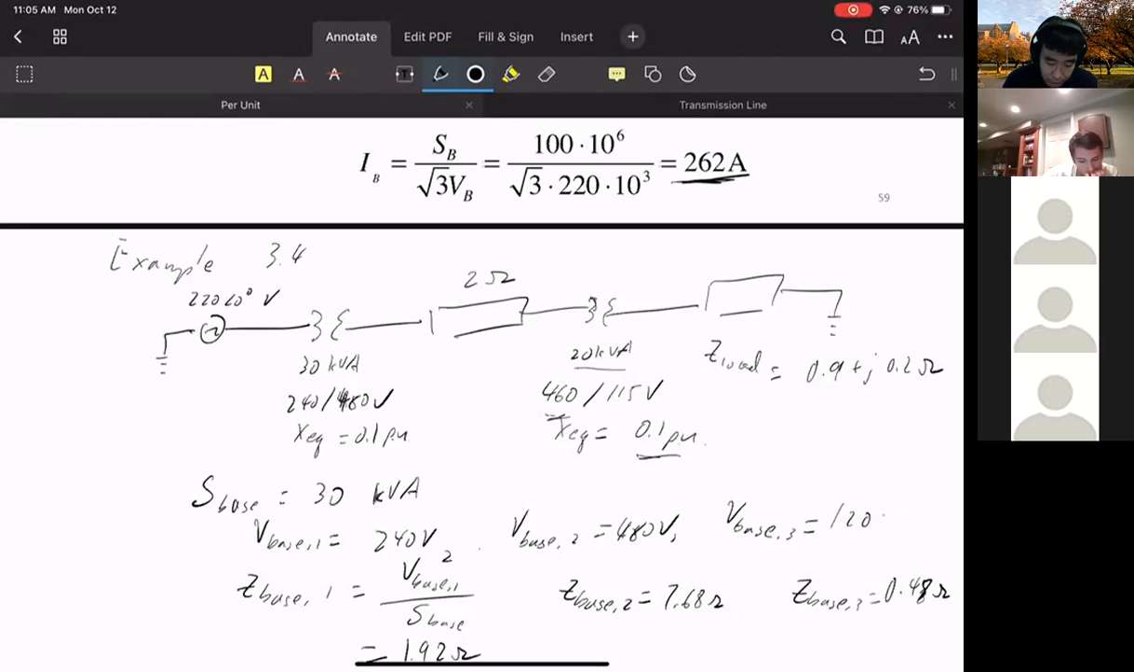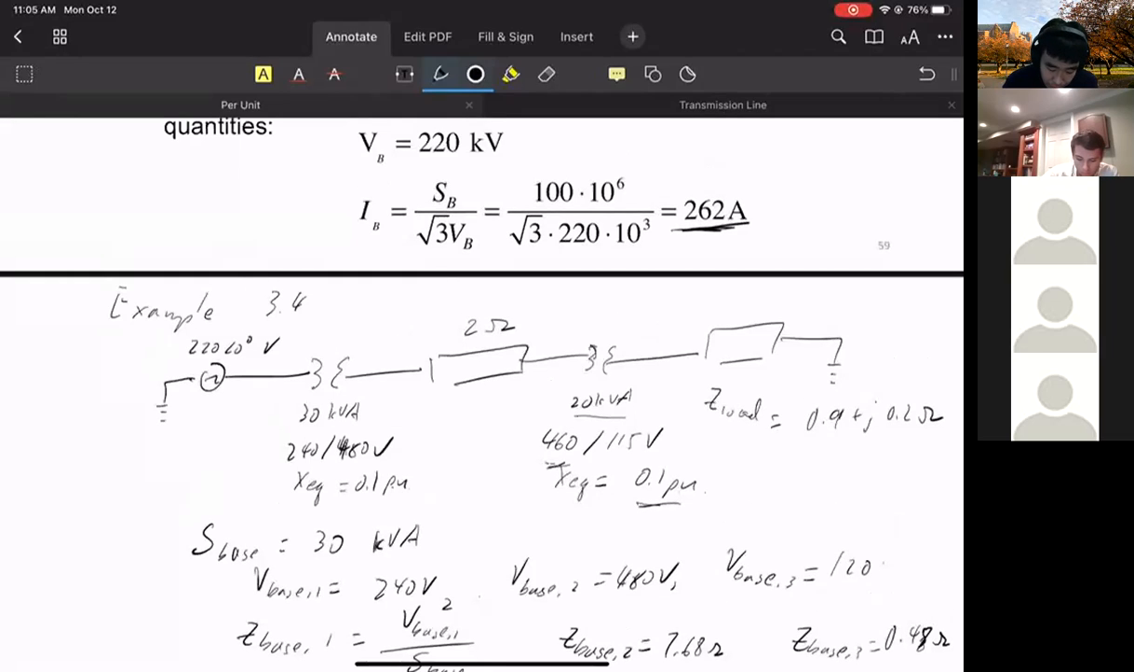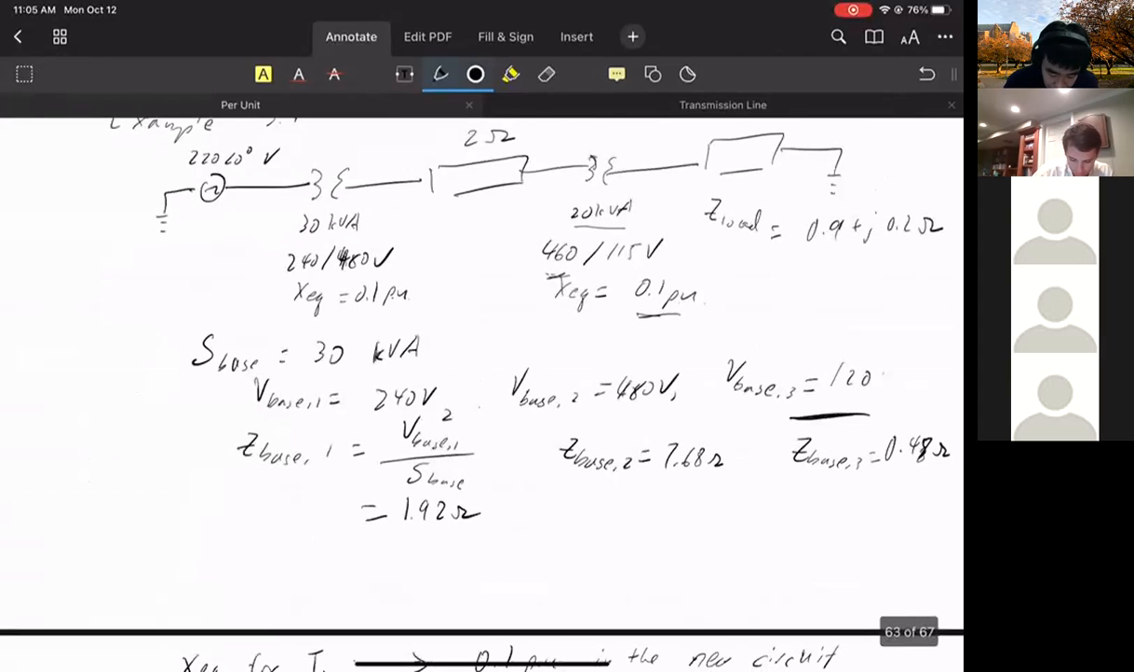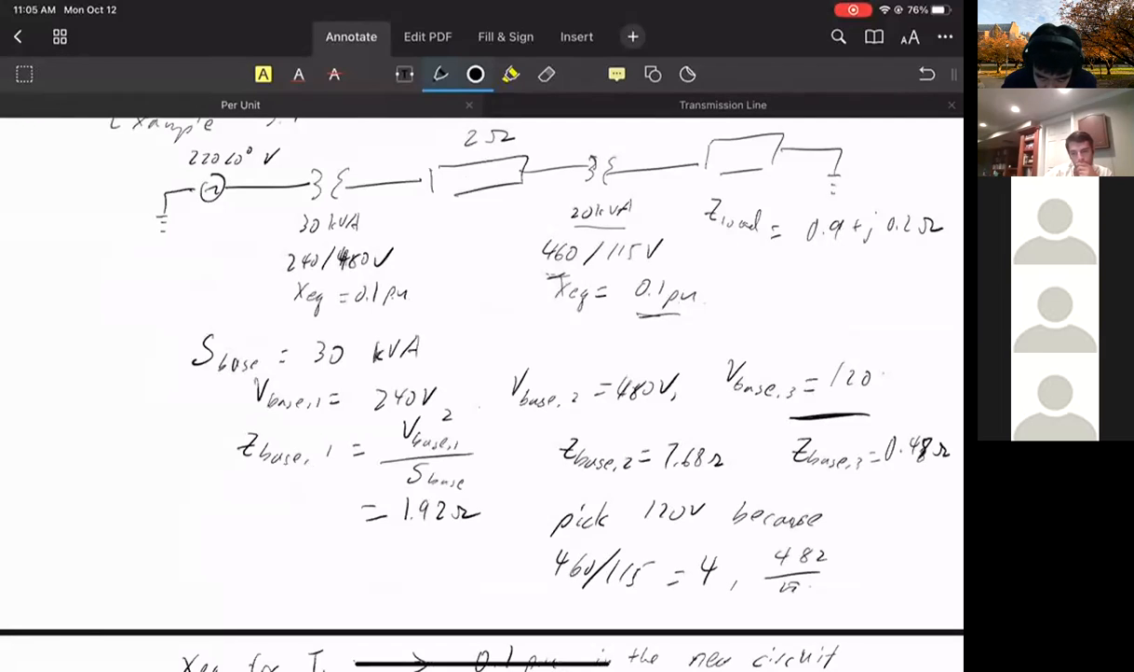So let me add something. Okay, so we pick 120 because 460 over 115, this is 4. So 480 over 120, also 4. So we need this turns ratio to be consistent. I think you guys are right on this.